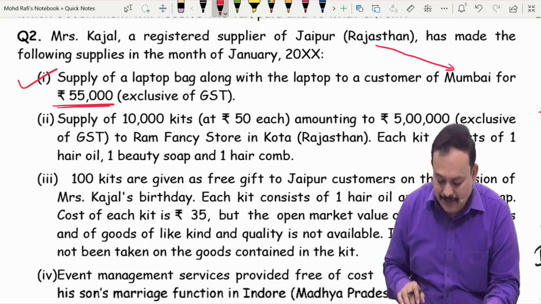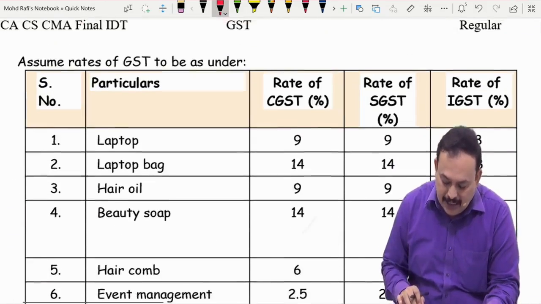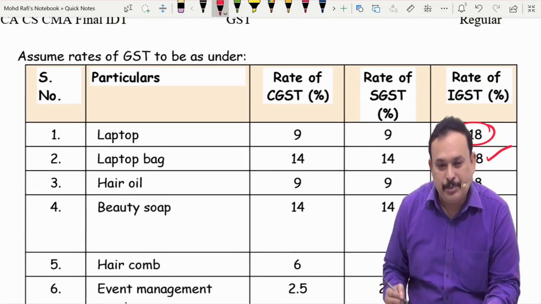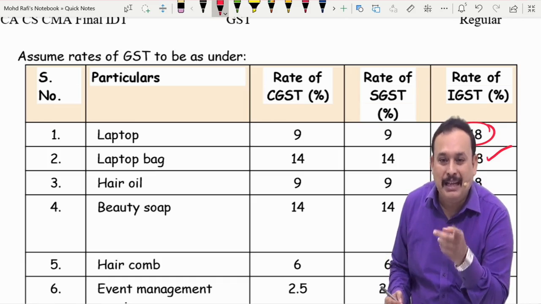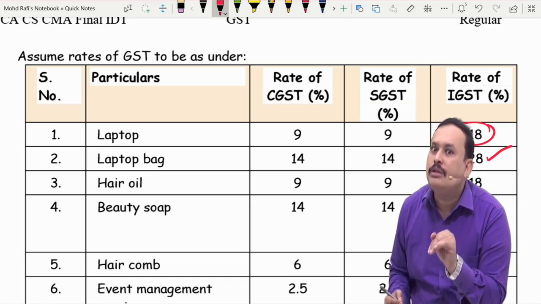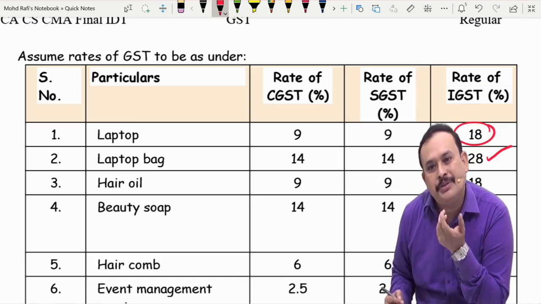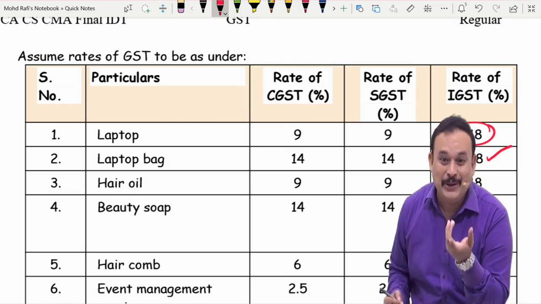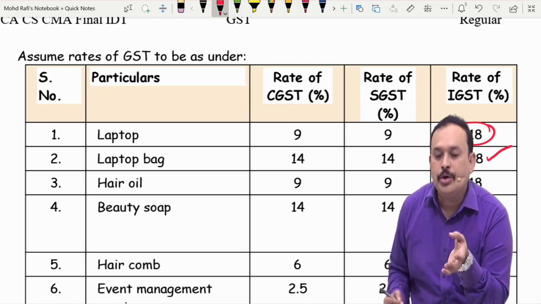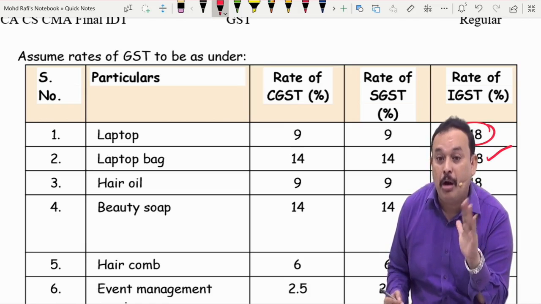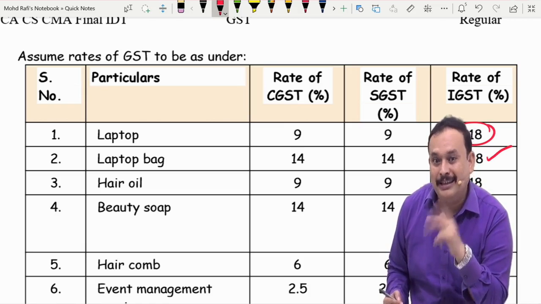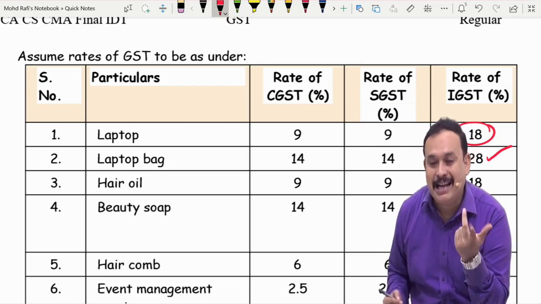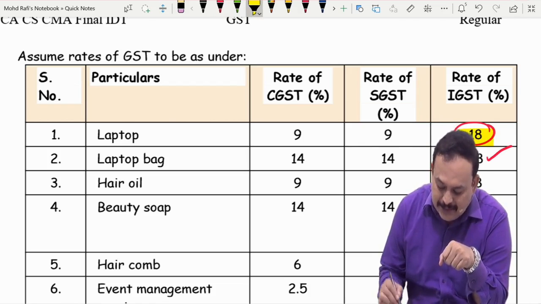IGST. They have given it in the problem. For the laptop, IGST is 18%. For the laptop bag, 28%. Now, the laptop supplied along with the laptop bag, is it a composite supply or a mixed supply? Composite supply. The laptop bag along with the laptop is an article of my business only, no? Yes or no? So it is a composite supply. What is the predominant element? Bag or laptop? Laptop. Therefore, it is a supply of laptop. The entire value will attract GST at the rate of 18%.